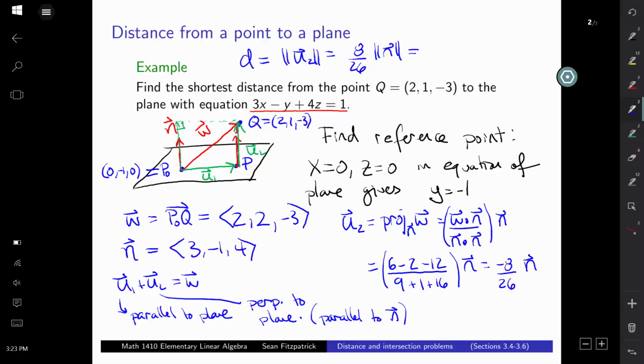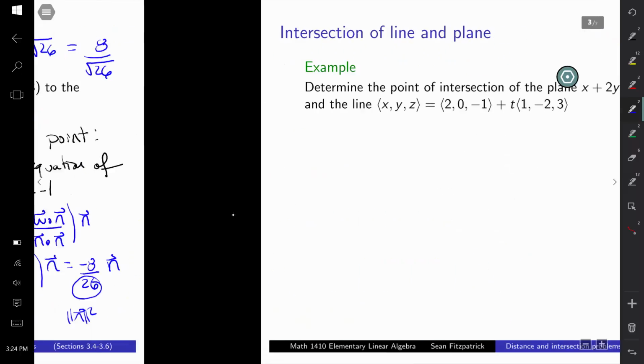I know what the magnitude of N is going to come out to be. 8 over 26 times the magnitude of N, right? Well, remember that this guy down here is the magnitude of N squared. It's N dot N. So the magnitude of N is just going to be root 26. And so I could leave it as 4 root 26 over 13, or I could simply write that as 8 divided by root 26. Okay, so that allows us to calculate the distance from a point to a plane. You simply compute the projection onto the normal vector, and then you find the magnitude of that projection.